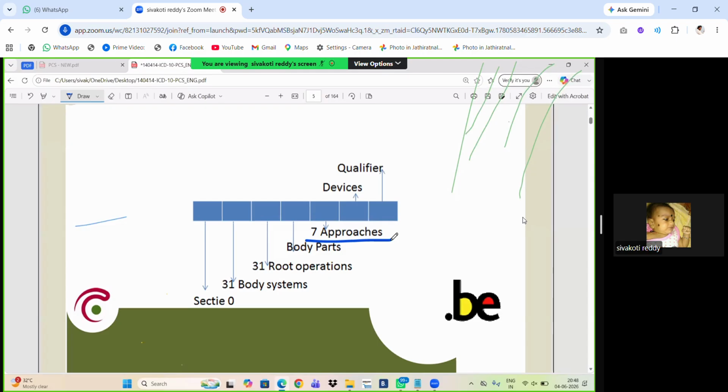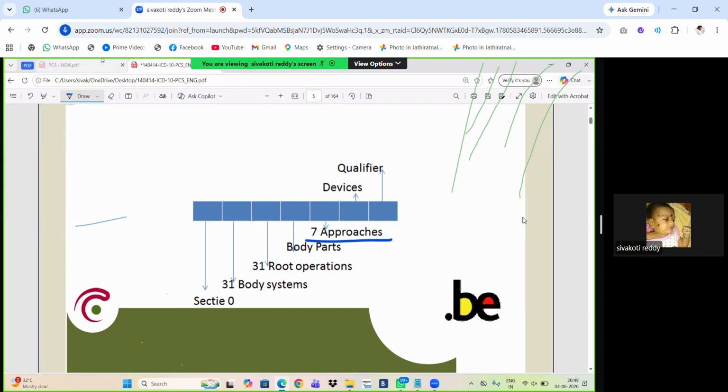You need to learn about the approaches, guys. This is the most important topic. Whoever learns the approaches properly will find the code very easily. Approaches are the most important part of the PCS code. So in total you will get 7 approaches. Of these 7, any one approach will be used to perform a procedure. These approach values are also fixed values.